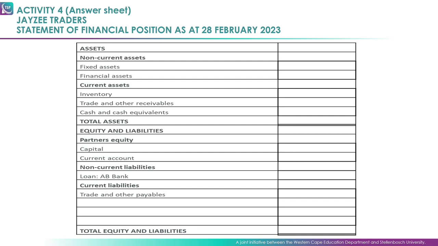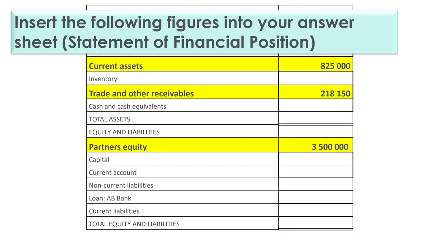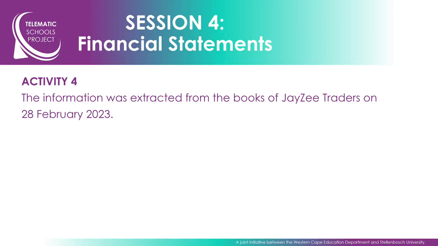Right, and then as well on your answer sheet, you have your answer sheet hopefully in front of you, and it basically looks blank. I just would like you to add the following figures. Please insert onto your statement of financial position, your answer sheet, the following figures: the 825,000 Rand for current assets, the trade and other receivables amount of 218,150, as well as the partner's equity of 3,500,000 Rand. Right, so with that said, let's get into the activity.